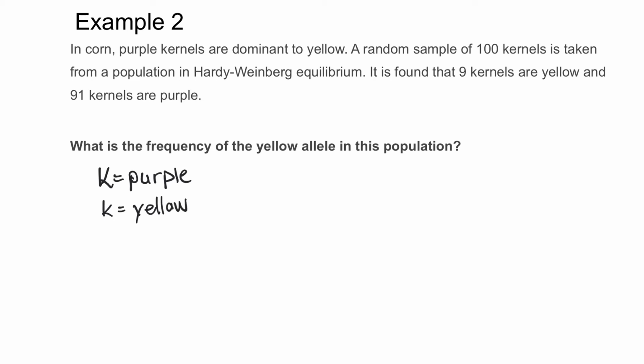All right. And what is it asking us to find? It's asking us to find the frequency of the yellow allele. So we're looking for an allele frequency this time, not a genotypic frequency. So what are they giving us? We have a sample of 100 kernels, and they found that 9 are yellow. So we know that in order for them to be yellow, they have to have 2 lowercase alleles, or they have to be homozygous recessive.